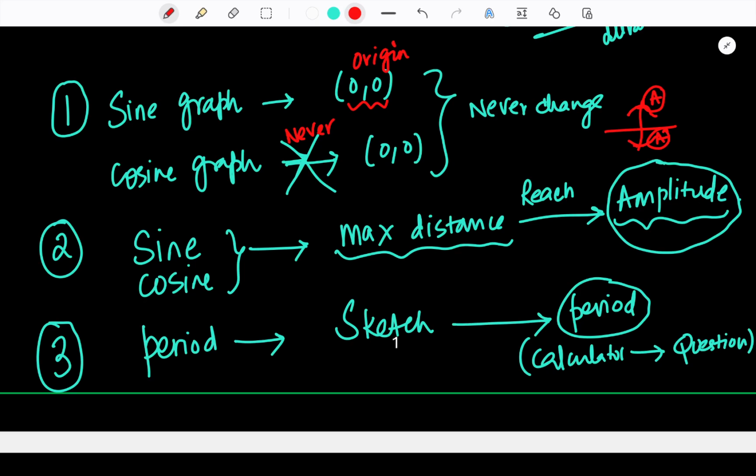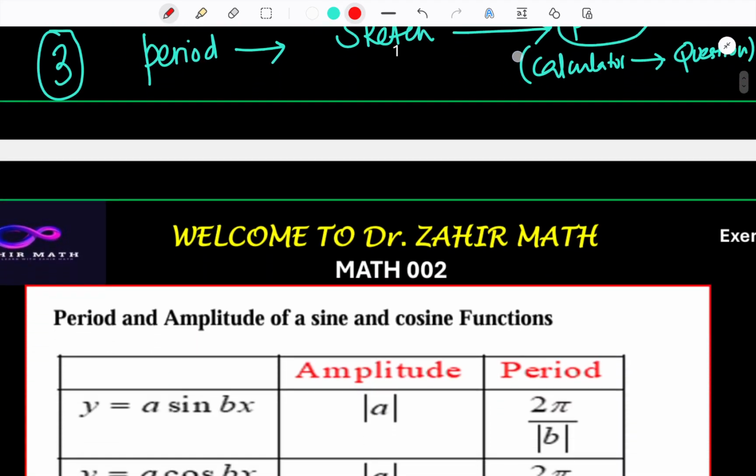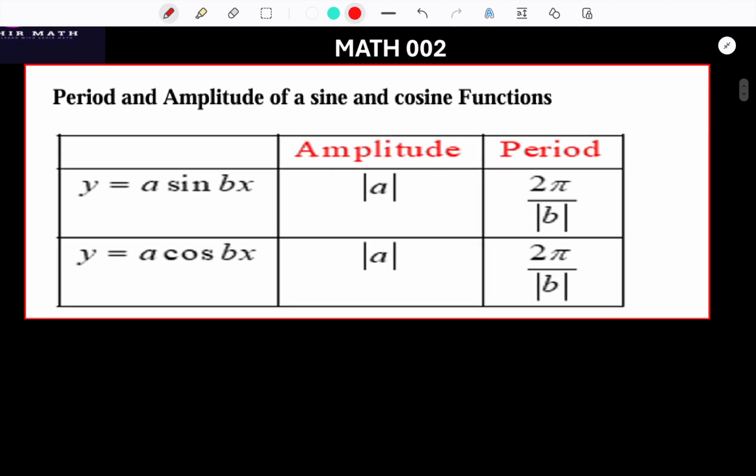In this exercise, we are going to do two sketches. Before going to do the sketch, we are going to do some simple questions: how to calculate amplitude and period. There is a formula for amplitude. There is a formula for period.